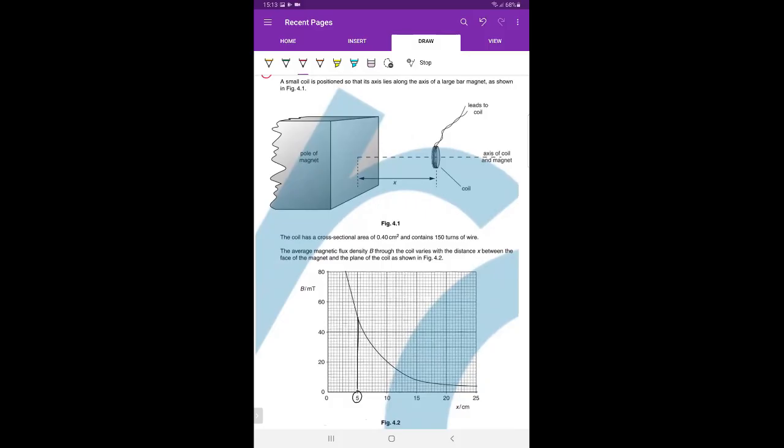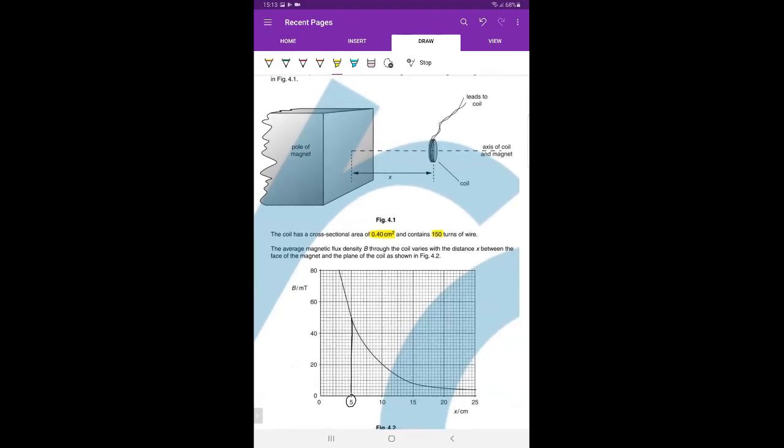A small coil is positioned so that its axis lies along the axis of a large magnet as shown. The coil has a cross-sectional area of 0.4 cm square. I'll need these numbers. And the coil comprises of 150 turns. So area is given, number of turns is given.